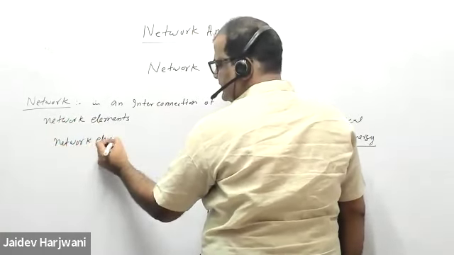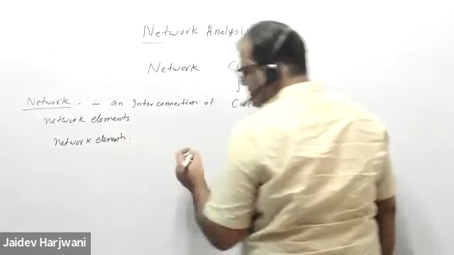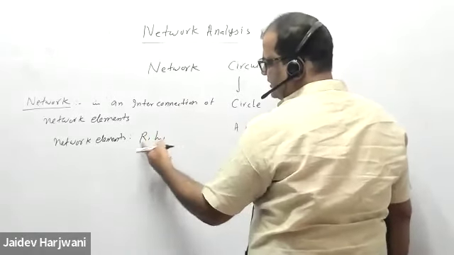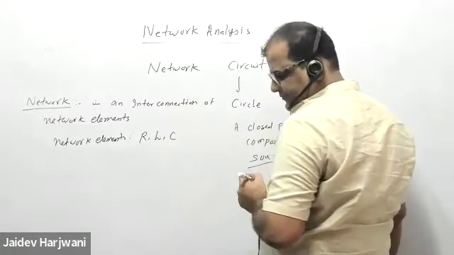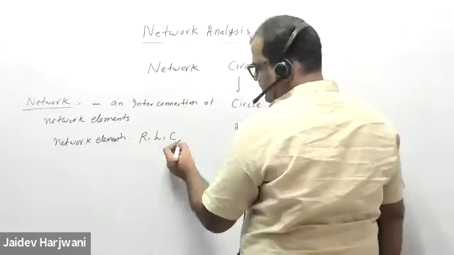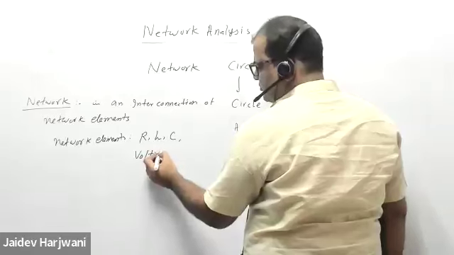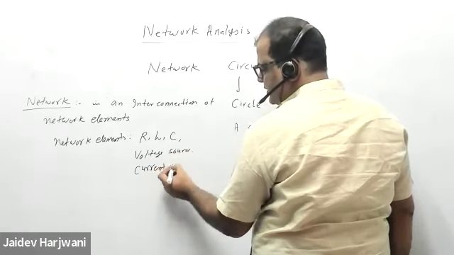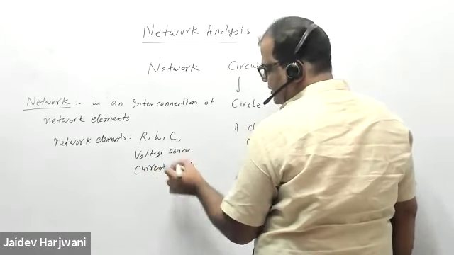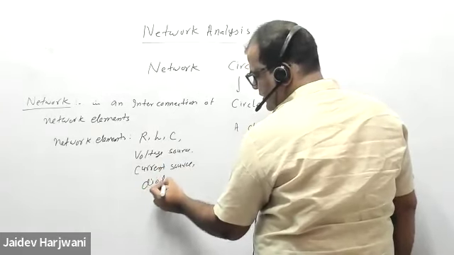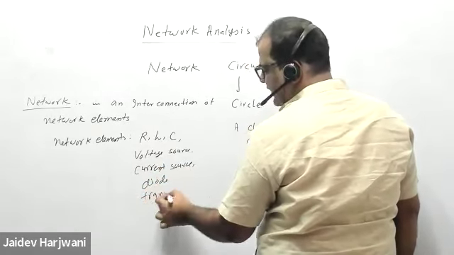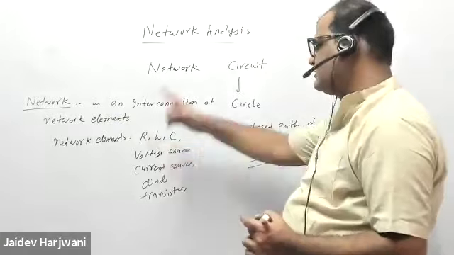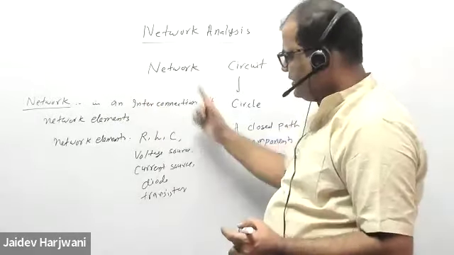Network elements means I'm talking about a resistor, an inductor, L for short, and a capacitor, C for short. Then you have a voltage source, an energy source, a current source or electrical components, then a diode, transistor, op amp. These are all network elements. So the interconnection of these network elements is called a network.